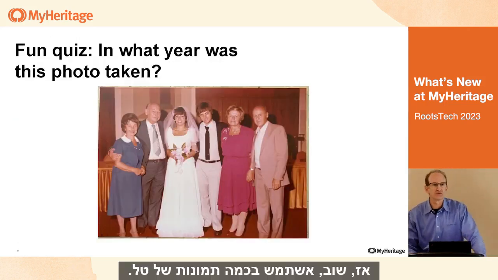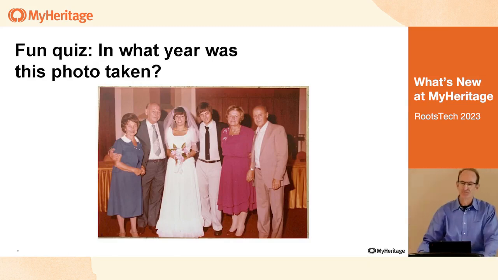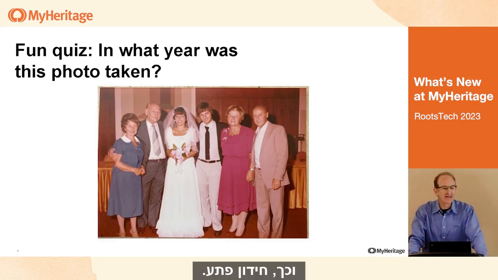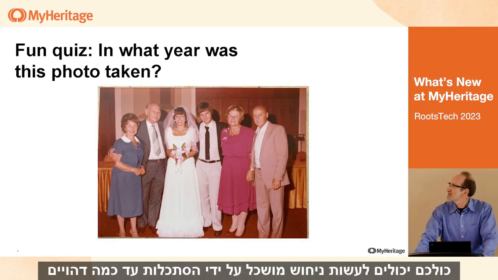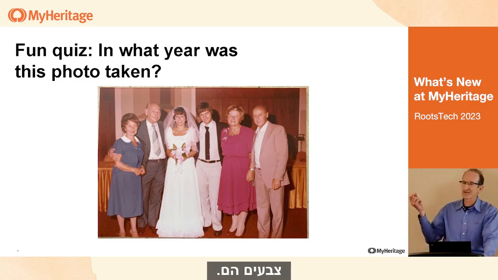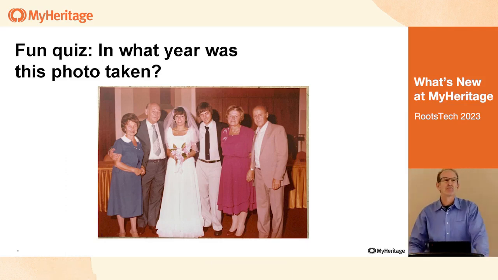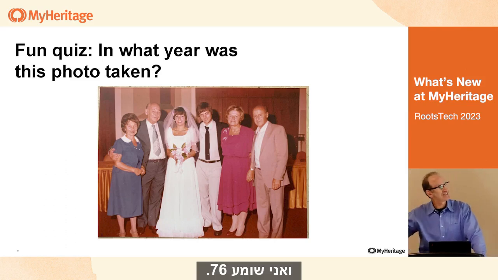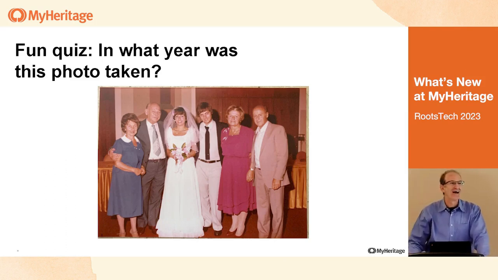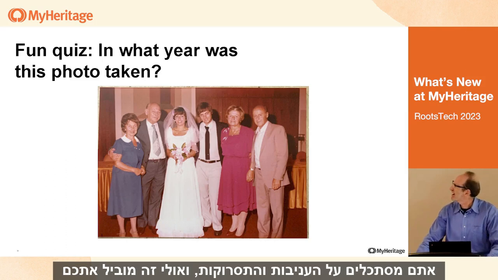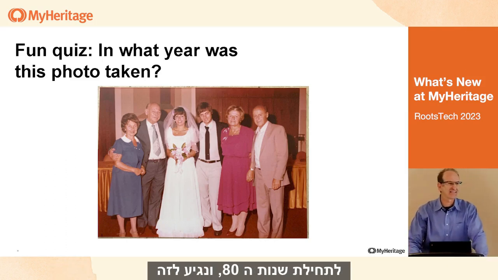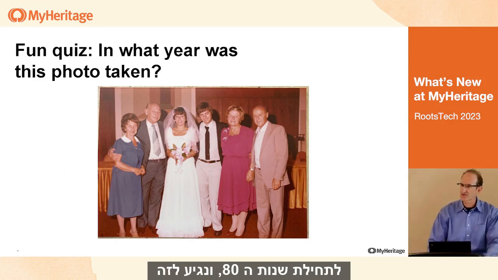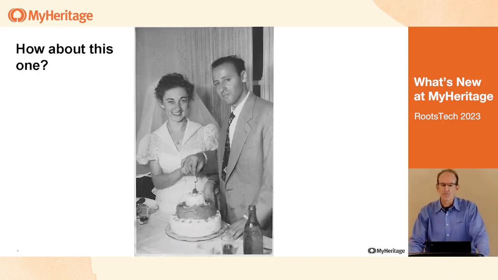So again, I will use some photos of Tal. Pop quiz, what year was this photo taken? All of you can take an educated guess by looking at how faded the colors are. This is chemistry. And I hear 76. And you look at the ties and the hairstyles, and it maybe leads you to the beginning of the 80s. So we'll get to that, but here's another challenge.